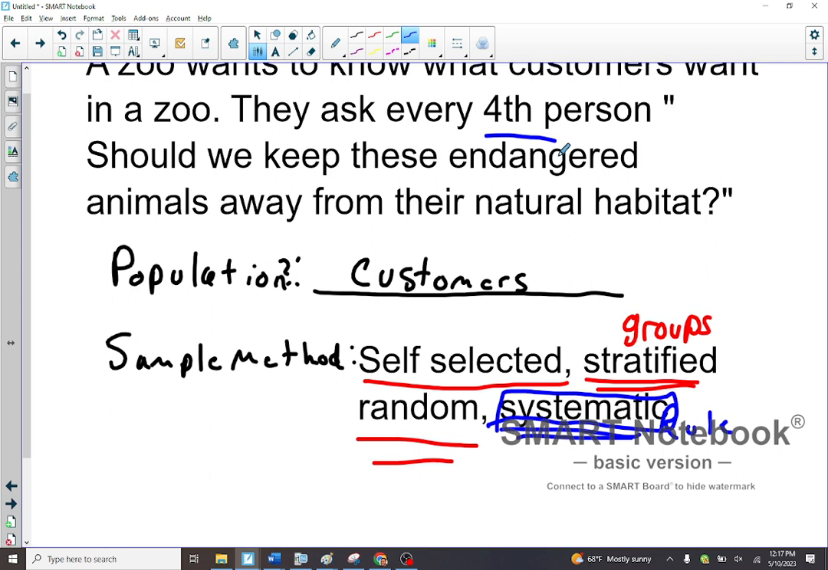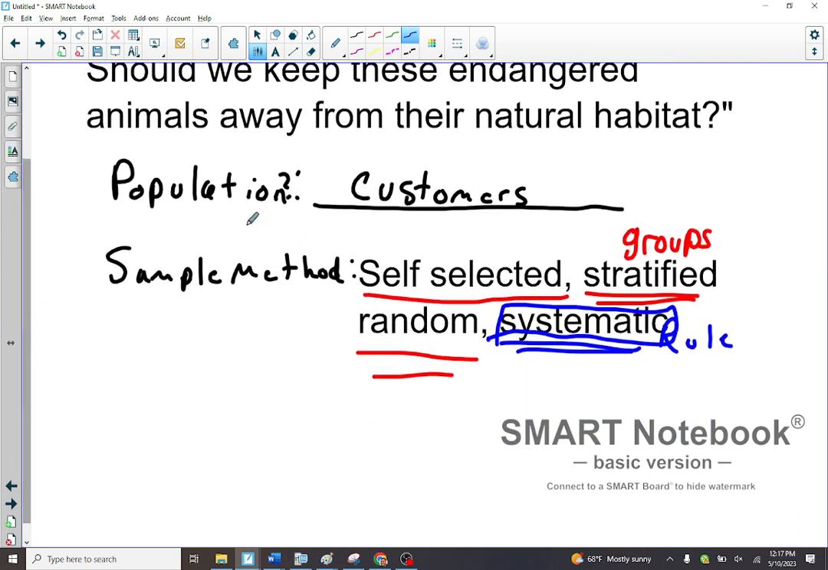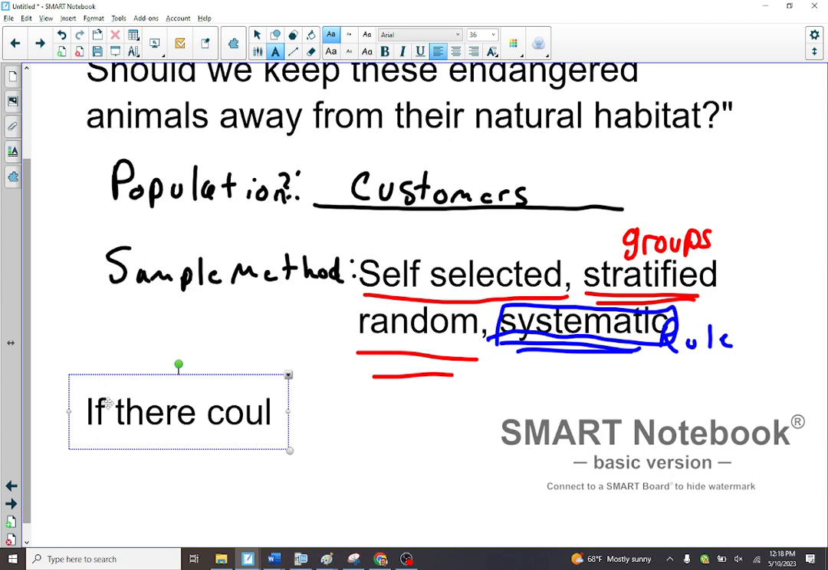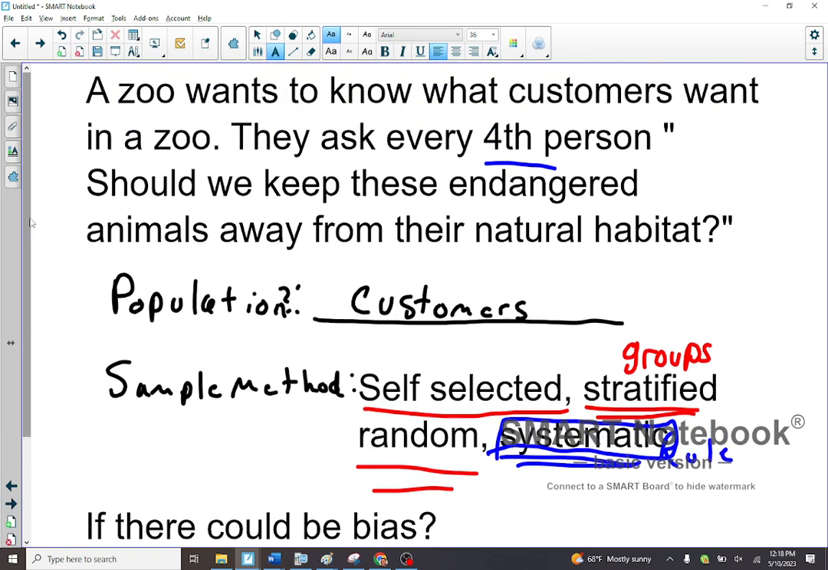I'm going to write a prompt, and you're going to figure out what the population is, what the sample method is, and then the last thing I'm going to ask is if there could be bias. You have to read and understand where could bias happen. Where could bias happen in this situation?